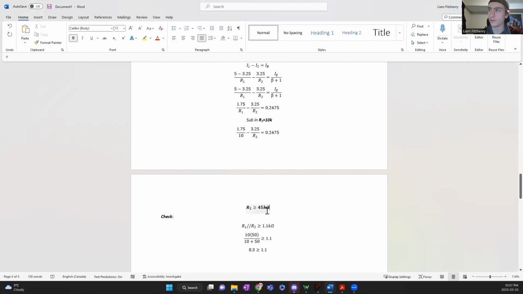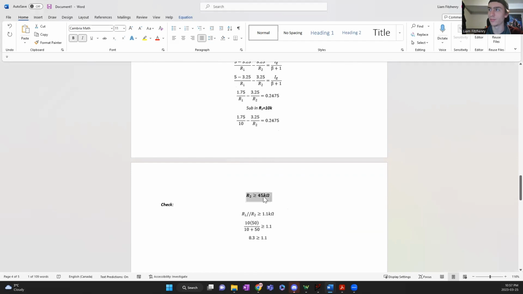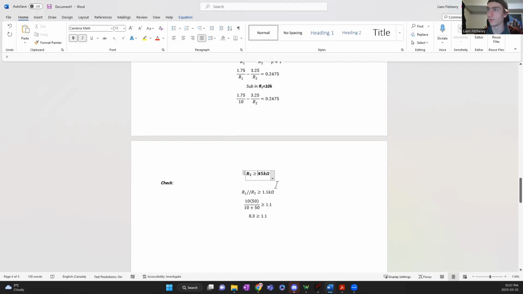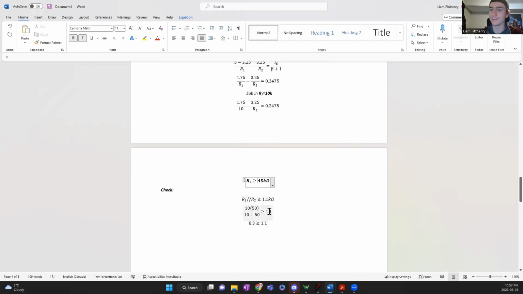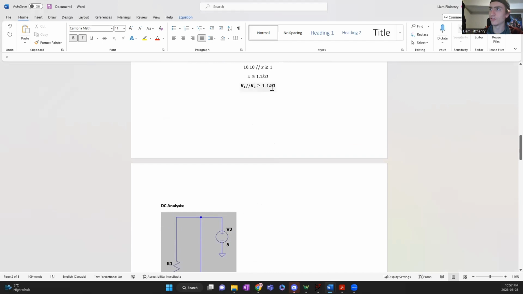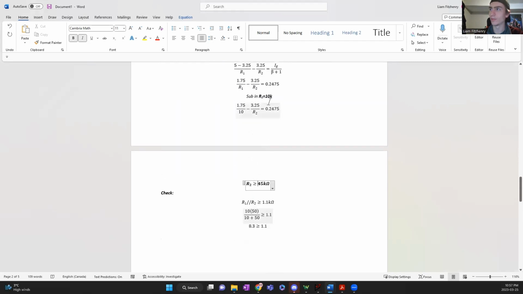So just to make it simpler on myself, during circuit construction with the breadboard and everything, we're going to say R2 is 50K, just because it's pretty close to this number here, but it is bigger than, so it satisfies this inequality. And then finally, we're going to check this with our other equation over here, just to make sure it still satisfies. So we're going to make sure that 10K in parallel with 45K is bigger than or equal to 1.1K, and it is. So those resistances should be good for this circuit.